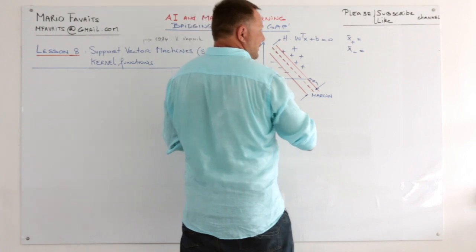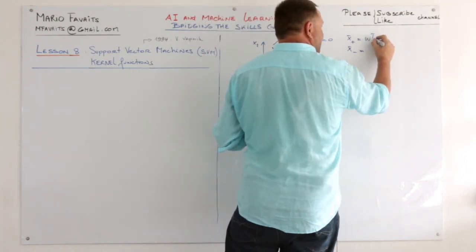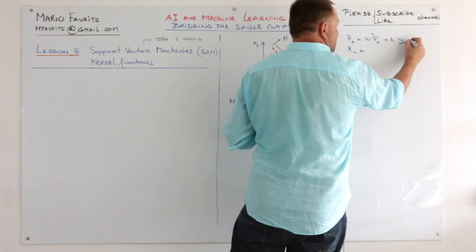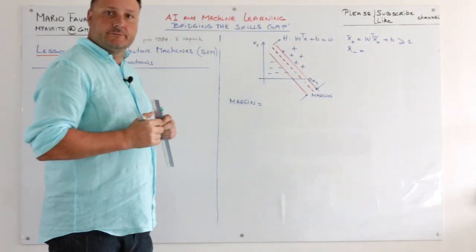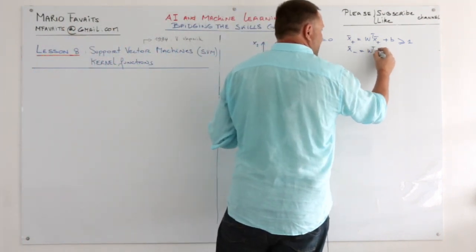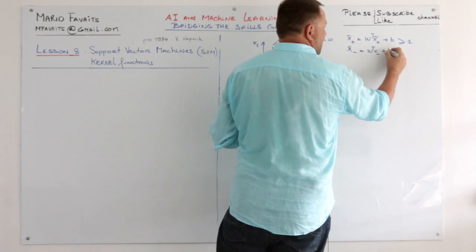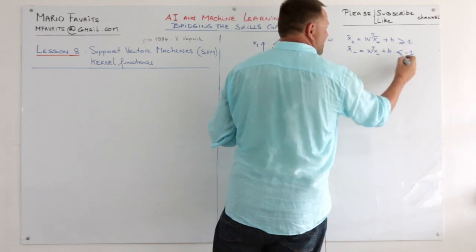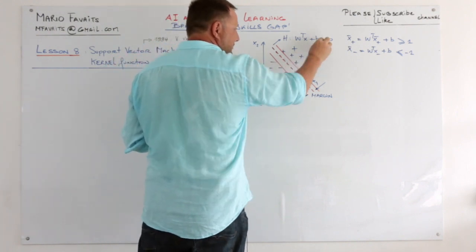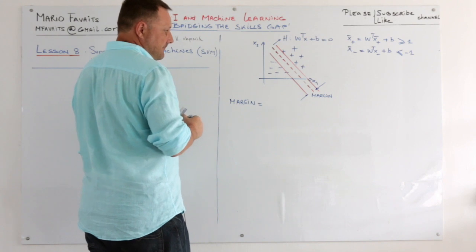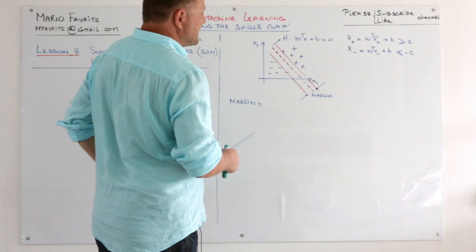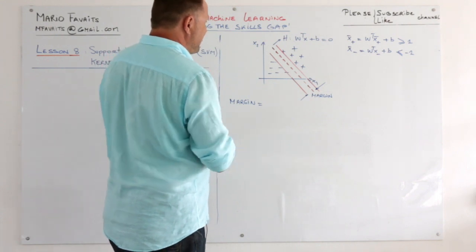So W transpose x plus b, and let's decide that it should be bigger than 1. And it's something that we set. And W transpose x minus plus b, we want to be smaller than minus 1. So all the points on this side minus 1, all the points on this side plus 1. Okay? And we are also going to draw these x plus and x minus vectors.